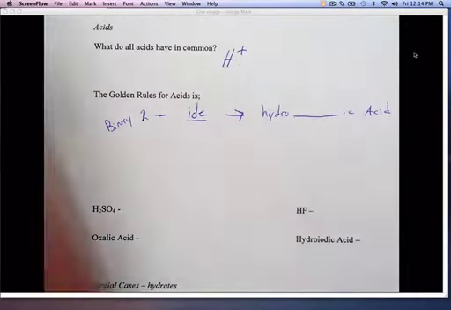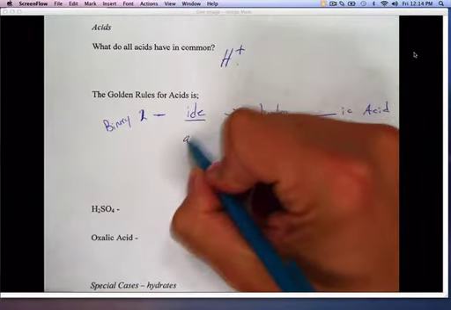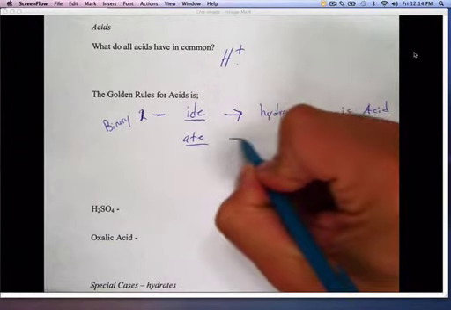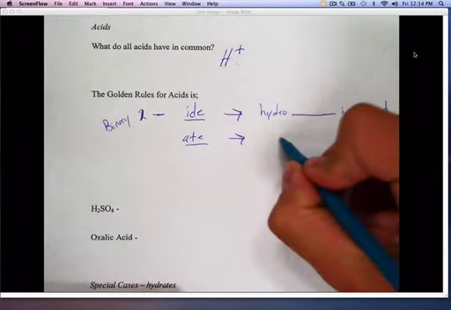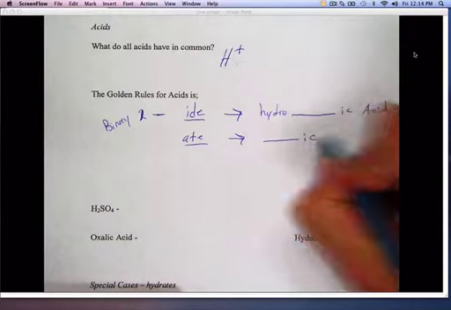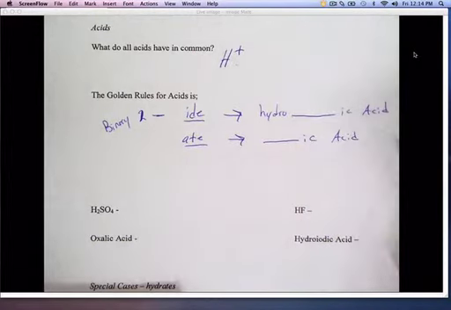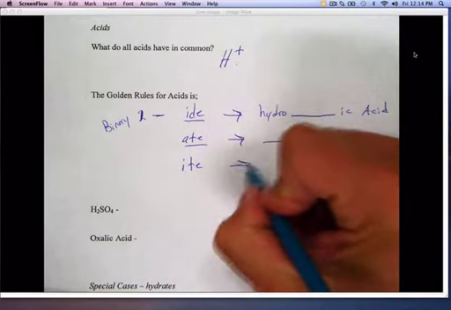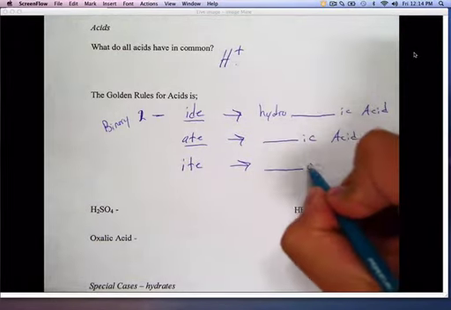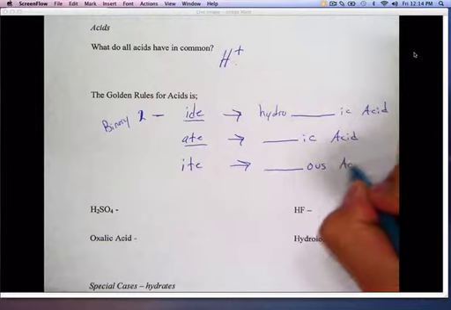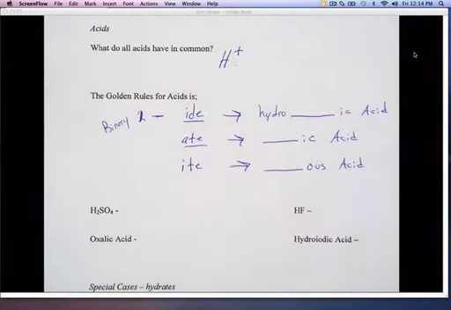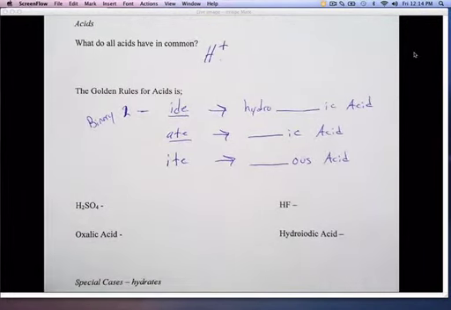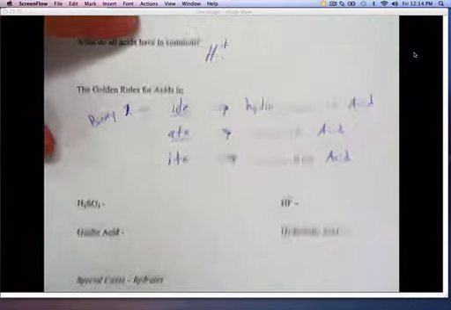Binary compound meaning there's only two elements, like HCl, HF, things like that. If it normally ends in ate, ate changes to ic acid. And if it normally ends in ite, it's going to change to ous acid. These three rules will help you figure out where it comes from. You've got to think backwards and forwards. Let's go through a couple of examples and see if it makes sense.